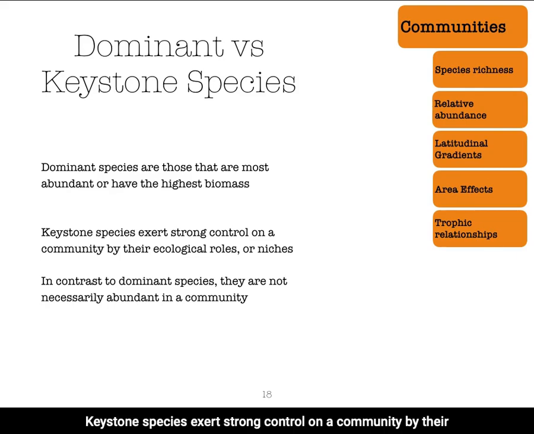Keystone species exert strong control on a community by their ecological roles or niches. In contrast to a dominant species, a keystone species is not necessarily abundant within a community.